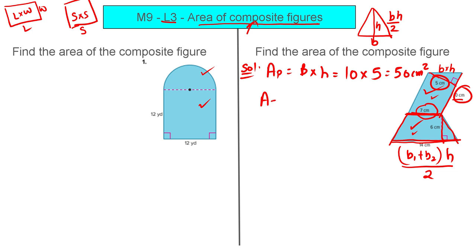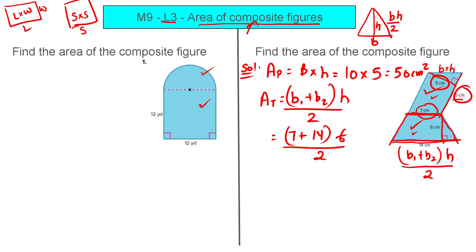Now the area of the trapezoid: base 1 plus base 2 multiply by height divided by 2. Base 1 is 7, base 2 is 14, multiplied by height 6 divided by 2. 6 divided by 2 is 3. 7 plus 14 is 21. 21 times 3, that is 63 centimeter square.